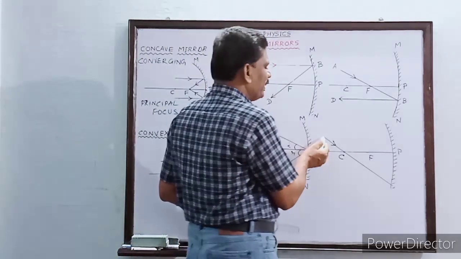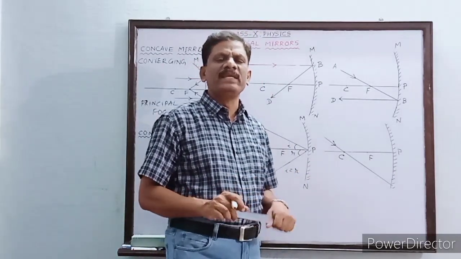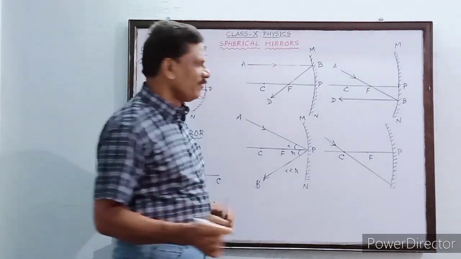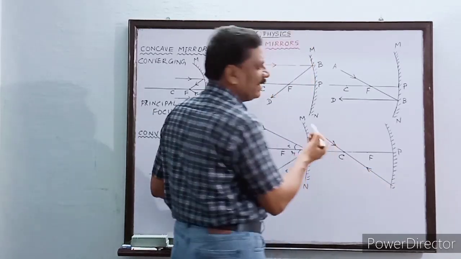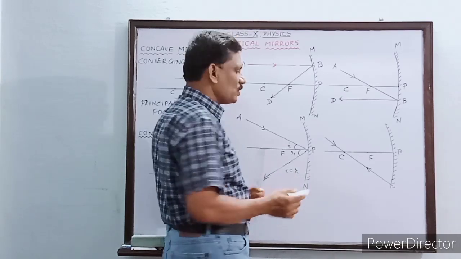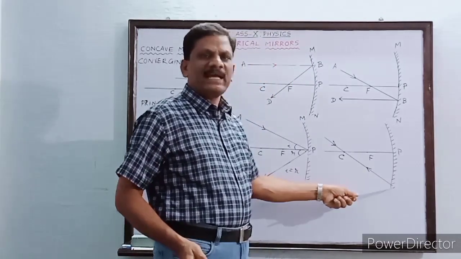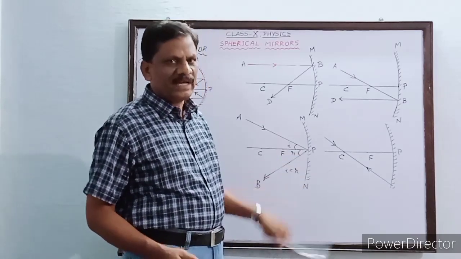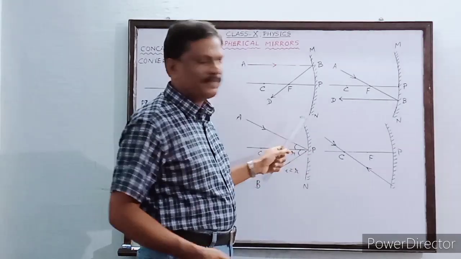So when a ray is incident along the normal itself, the angle of incidence will be equal to 0. So the angle of reflection also will be equal to 0. Therefore the ray will fall on the mirror and get reflected, and the reflected ray will retrace the same path but in the opposite direction. Understand? Any incident ray passing through the center of curvature has an angle of incidence of 0 degrees, and the angle of reflection also must be 0. Therefore, the reflected ray retraces in the opposite direction.